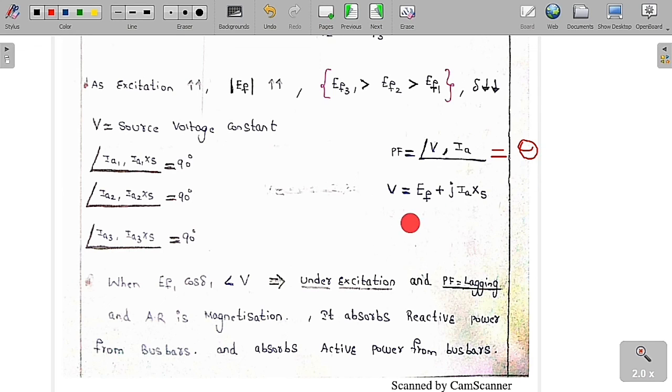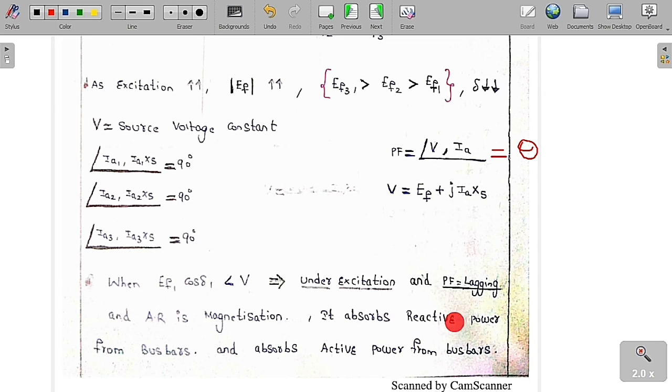And I already told you, in a synchronous motor, V is equal to EF plus J into IA into XS. So whenever EF1 cos delta 1 is less than V, it is called under excitation, and you can see clearly the current IA is lagging V, so it is called the lagging power factor. And I already told you, in a synchronous motor, whenever the power factor is lagging, the armature reaction is magnetization. So in the under excitation, the armature reaction is magnetization.